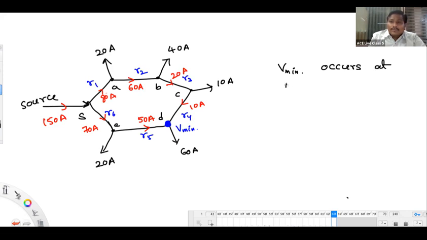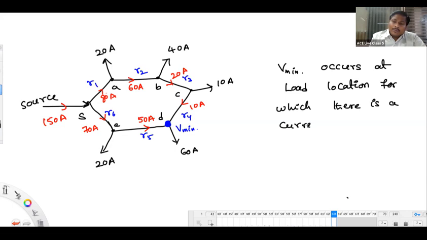load location for which there is a current supply from both sides. Are we getting it?